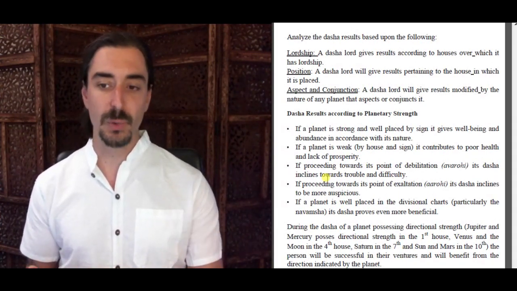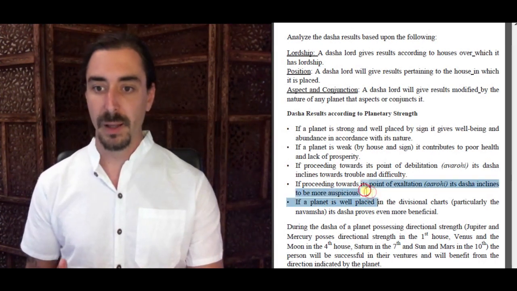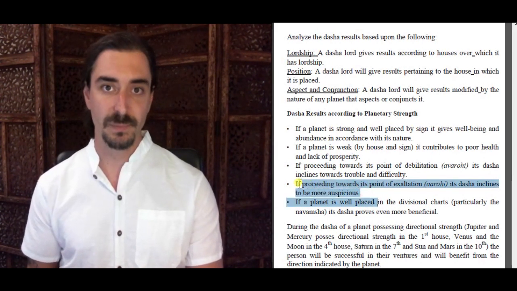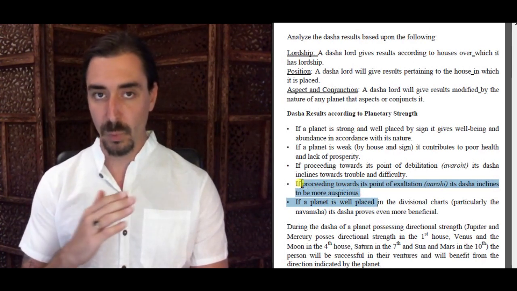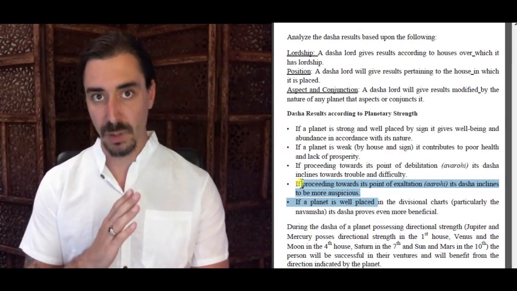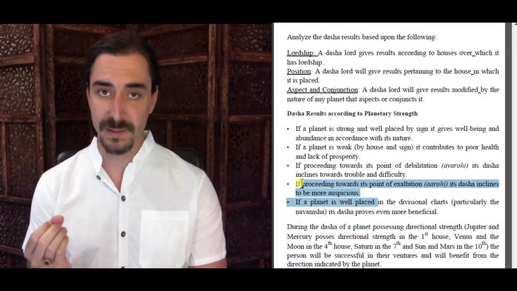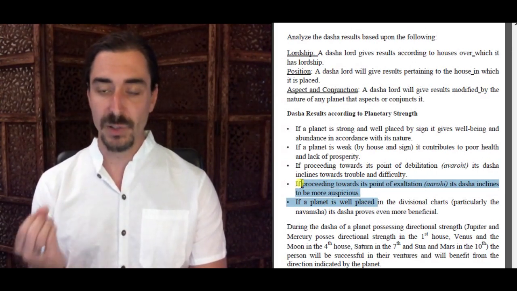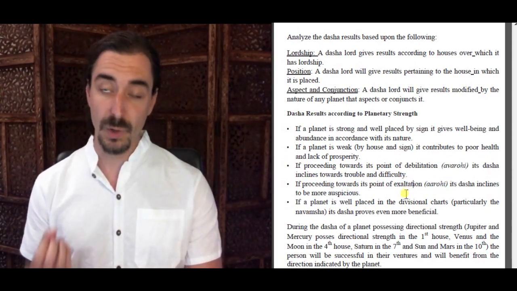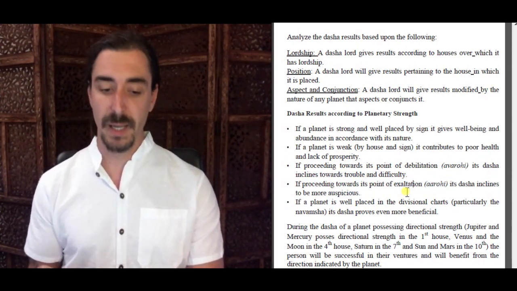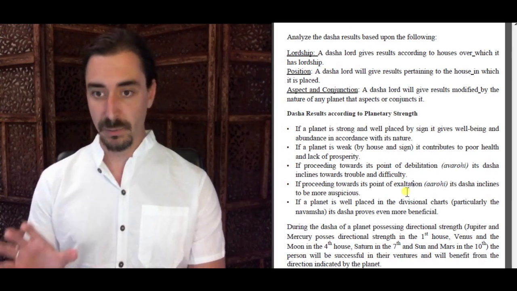Similarly, if it is proceeding towards its point of exaltation, its Dasha will be more auspicious. So if the Sun is moving away from Libra and towards Aries, that will make the Dasha more auspicious, by transit, at the moment that the Dasha begins. And once more, it is required that you know the debilitation and exaltation positions of each planet to understand this.